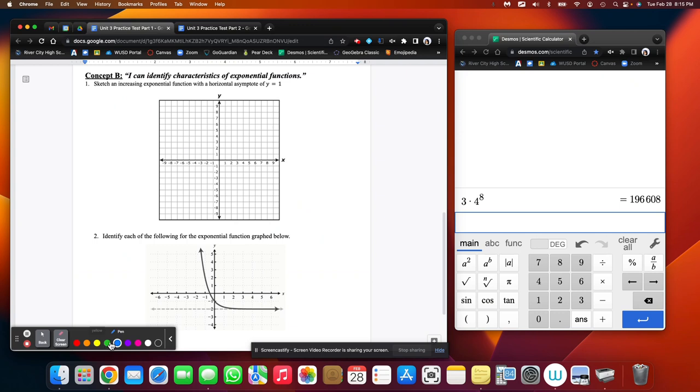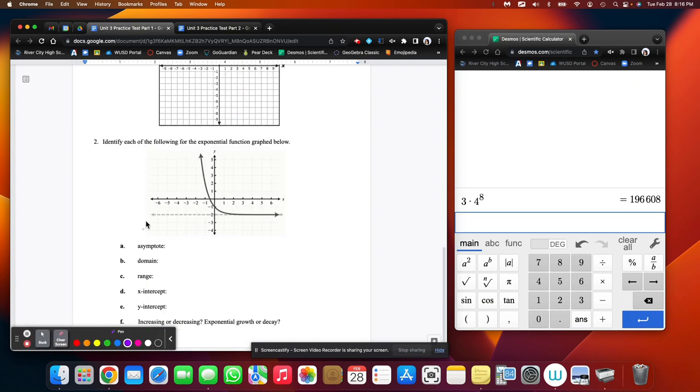All right, so now moving on to concept B, which is I can identify characteristics of exponential functions. This says to sketch an increasing exponential function with a horizontal asymptote of y equals 1. So remember, a horizontal asymptote is a line that a graph gets really close to but never crosses. So if we want it to be increasing, it needs to go up, but then we're going to level out at 1. So that might look something like this. This would be an increasing function because it's going up and it has a horizontal asymptote of 1, so it flattens out at 1.